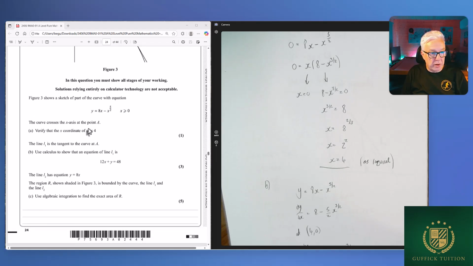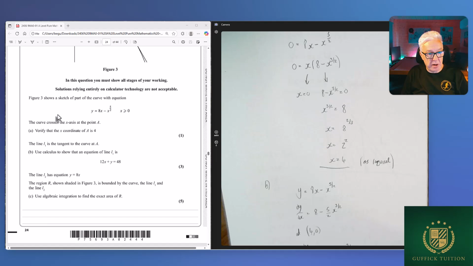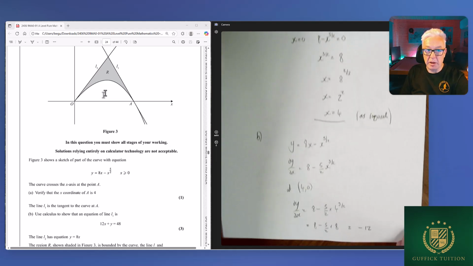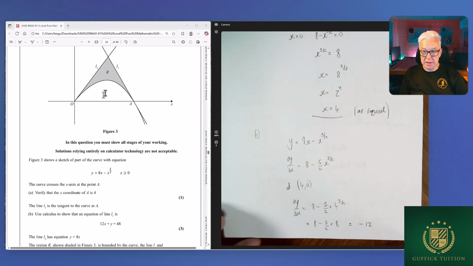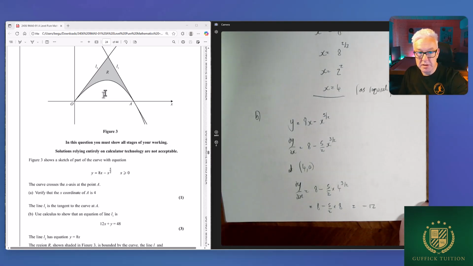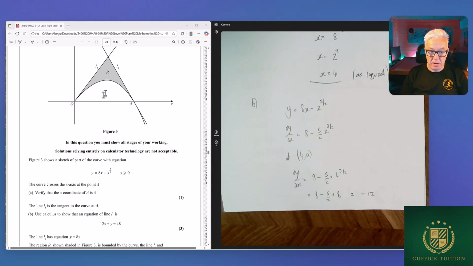The line L1 is the tangent to the curve at A, as shown there on the diagram. Use calculus to show that the equation of L1 is 12x add y equals 48. So we need two things in order to be able to find the equation of a line. The first thing we need is a point on the line, which we've got. We've got the point 4, 0. And we need a gradient. So in order to get our gradient, we're going to differentiate the equation of the curve, and we're going to sub in the x-coordinate.